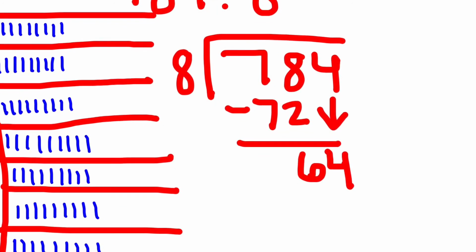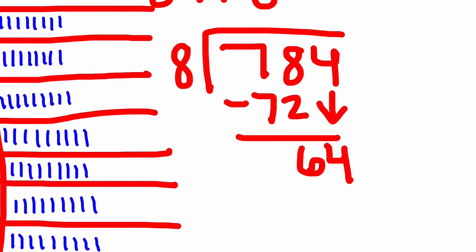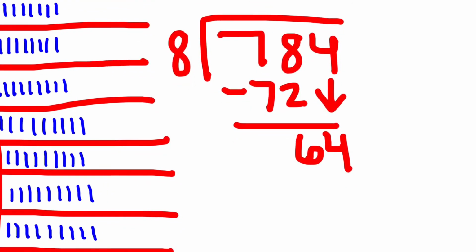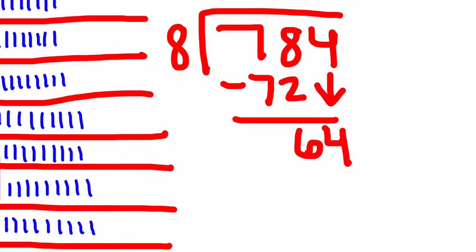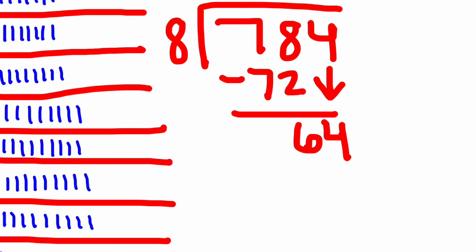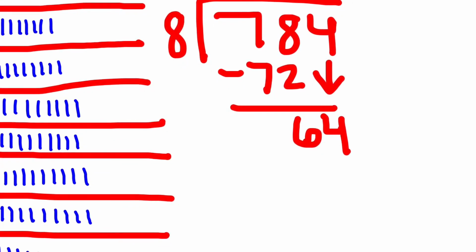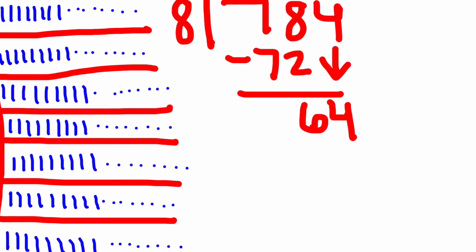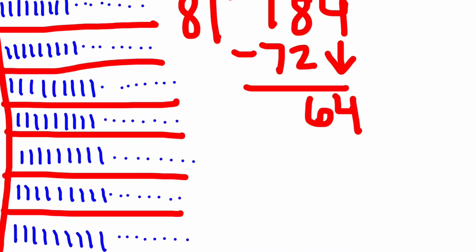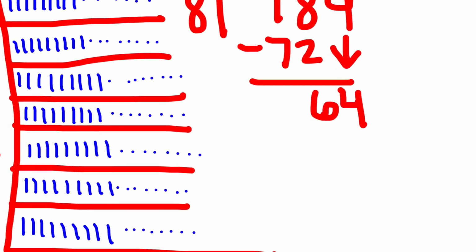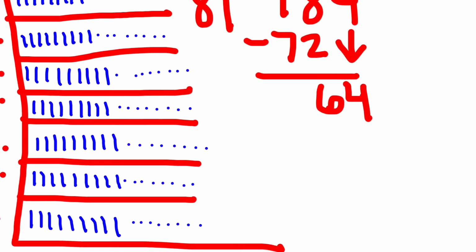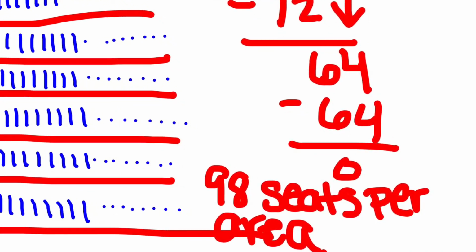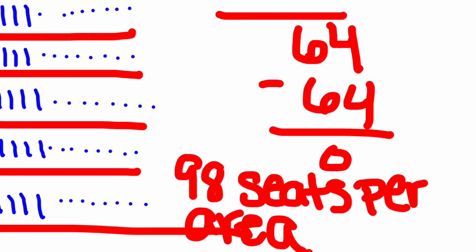Once I have shared my 72 tens, I subtract that from the 78 tens. I still have 6 tens that I did not share within that. So I now combine that with my 4 ones. So I now have 64 ones to share equally among my 8 groups. As I begin to share my 64 ones, I realize that I can have 8 ones in each group. I then find that I've used all 64 ones, meaning that there are no seats left. So each waiting area has 98 seats in it.